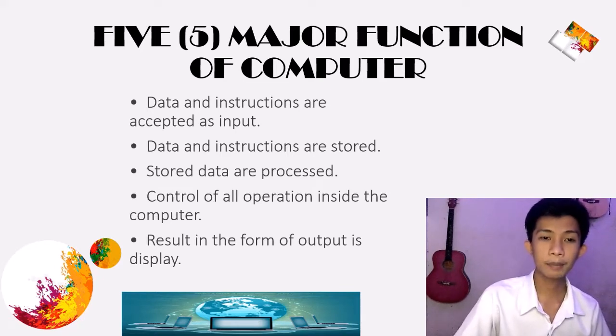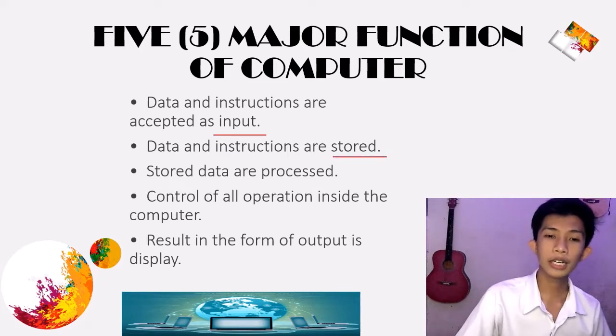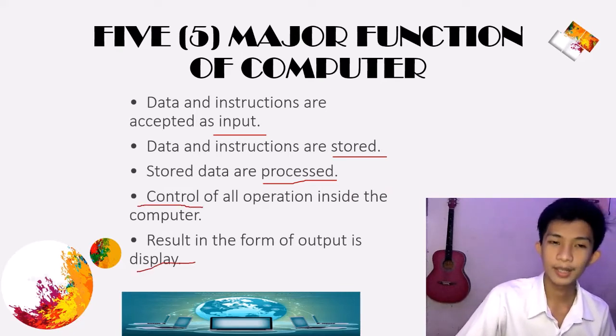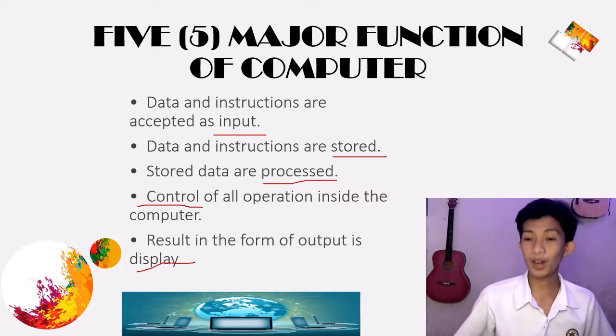the first one is input. The second one is stored. Second one is a process. Okay? The second one is a control and display. Okay? That's five major functions of computer.